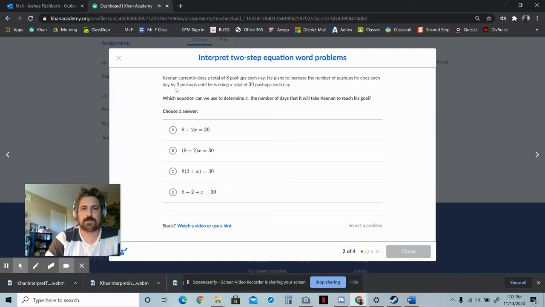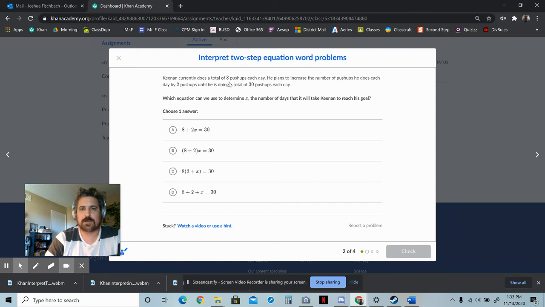Okay, let's do the next one. Keenan currently does a total of 8 push-ups each day. He plans to increase the number of push-ups each day by 2 push-ups until he is doing a total of 30 push-ups each day. Which equation can we use to determine x, the number of days that it will take Keenan to reach his goal?